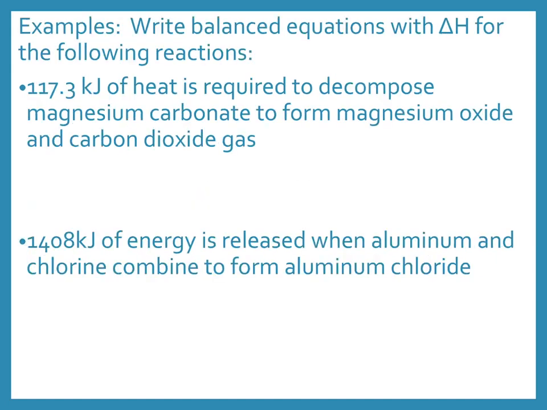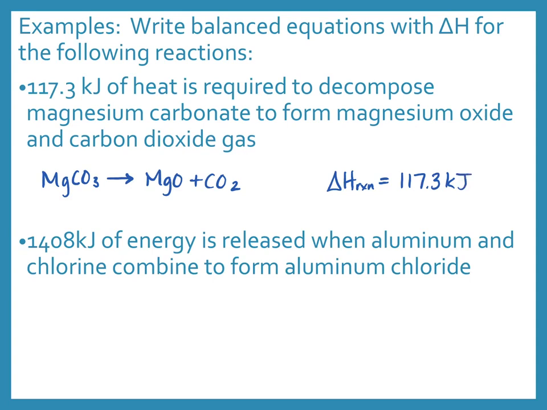Okay, so I just grabbed the same examples as before, but to write them as balanced equations with delta H separate. So we had magnesium carbonate decomposing into magnesium oxide and carbon dioxide, and then we would write the delta H of the reaction afterwards, and this one was endothermic, so the heat was required, which means it is a positive value.